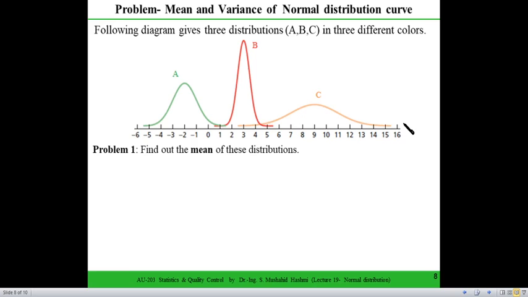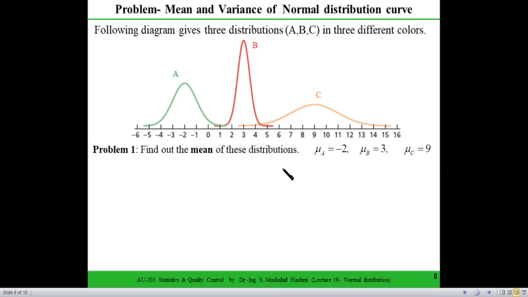All these curves would be normally distributed, and how can we say that? Because all these distributions have a bell-shaped curve. As we can see from the scale on the horizontal axis, A has its central value at -2, B has its central value at +3, and around 9 is the central value for distribution C. So these would be the typical values for the mean of these distributions. So the mean for A would be -2, for B would be 3, and for C would be 9.